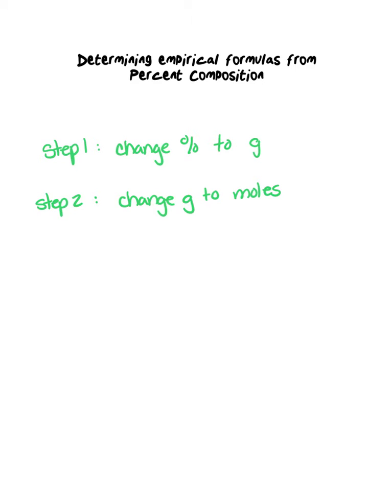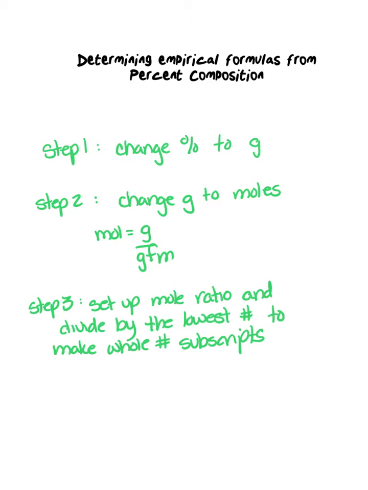Alright, so when we're determining empirical formulas from percent composition, we are going to deal with three simple steps. Step 1 is to change percent to grams. In step 2, we're now changing those grams to moles, and we're going to do that by using the mole formula. I wrote the mole formula down for you right there, but you can always find it on your reference tables. And then finally, we have step 3, where we're setting up a mole ratio and dividing by the lowest number to make a whole number subscript.